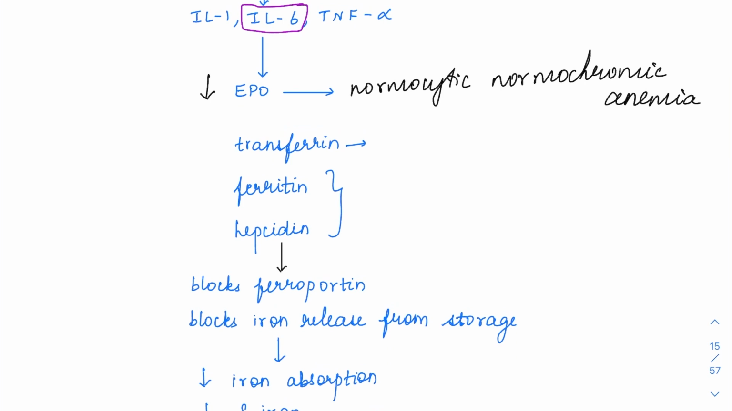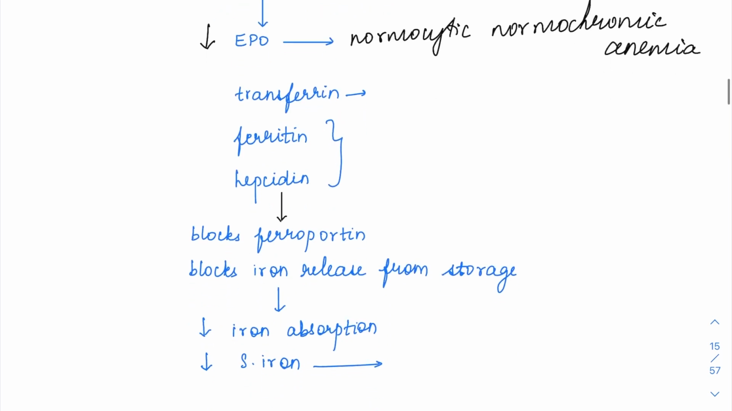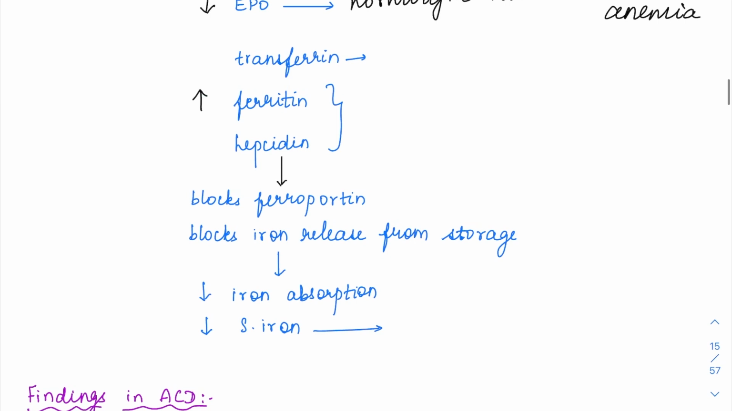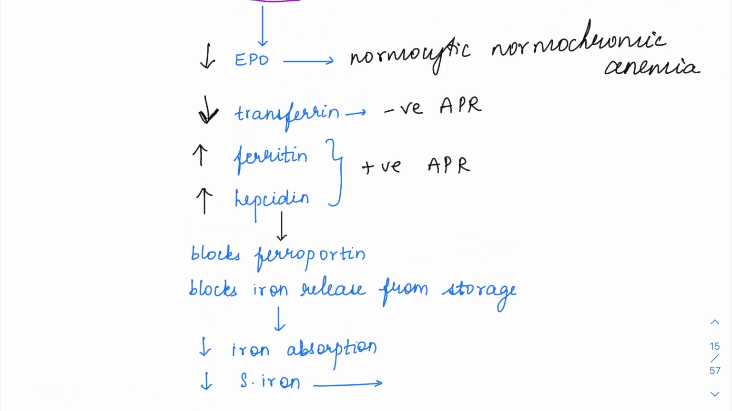And then with these interleukins, interleukin 6 again, it is going to cause an increase in the ferritin, an increase in hepcidin, and a decrease in the transferrin. Whenever there is any inflammation, acute phase reactants are produced by the liver, right? I already mentioned there are positive acute phase reactants and negative acute phase reactants. Ferritin and hepcidin are positive acute phase reactants, and transferrin is a negative acute phase reactant. Acute phase reactants are produced in response to inflammation. So transferrin levels are going to go down, and ferritin and hepcidin levels are going to go up.